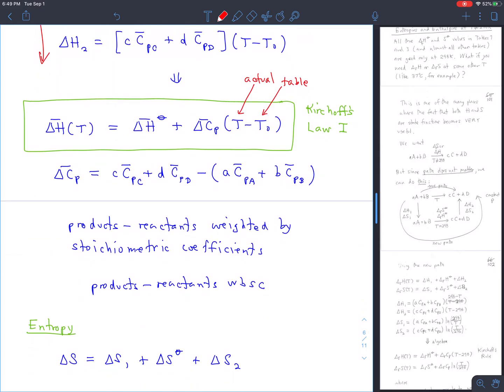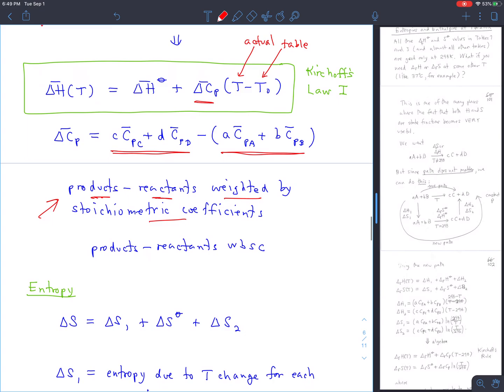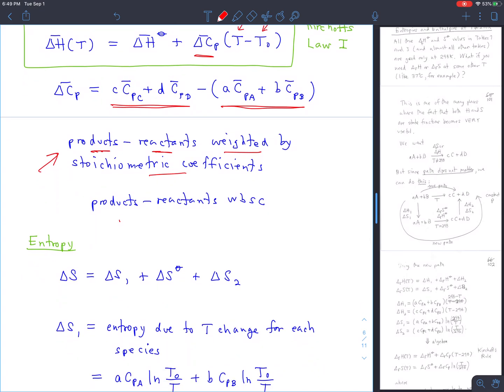What is this delta Cp? Well, it is the same thing that we've been seeing over and over already. It's the total heat capacity for the products minus the total heat capacity for the reactants. So it's products minus reactants weighted by stoichiometric coefficients, or to make it a little shorter, products minus reactants WBSC. We're going to see that over and over again.